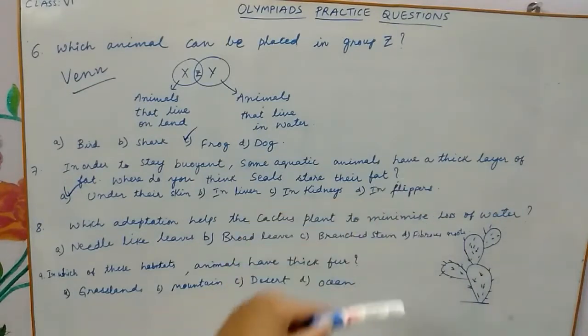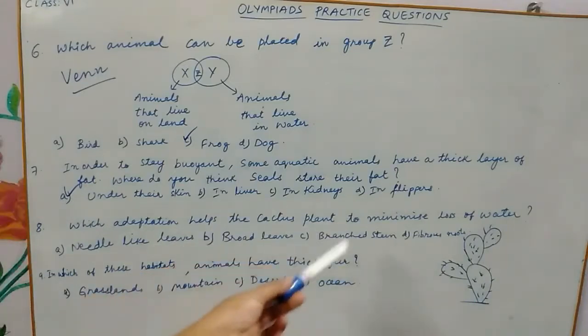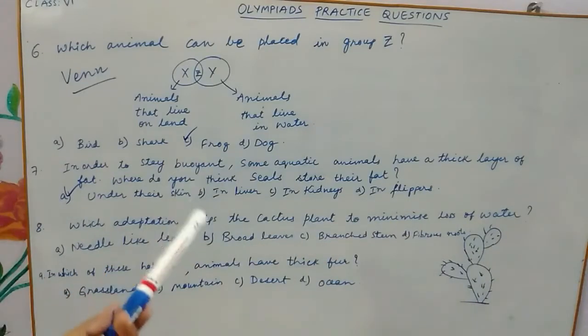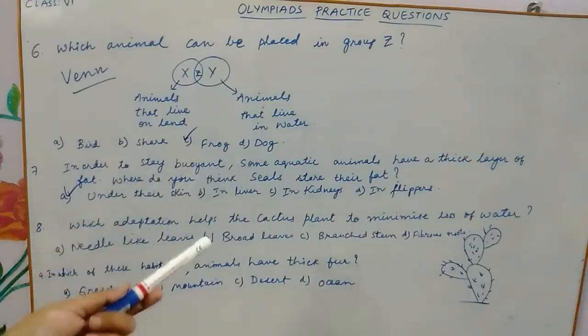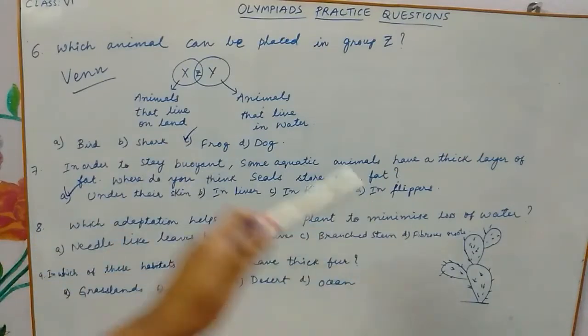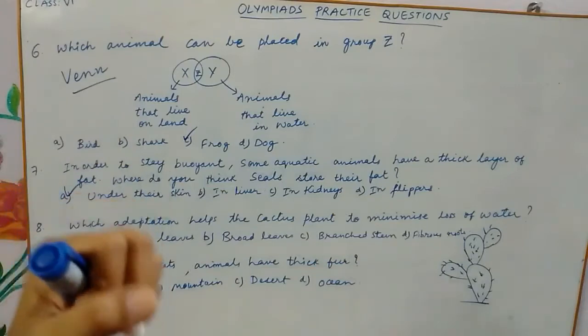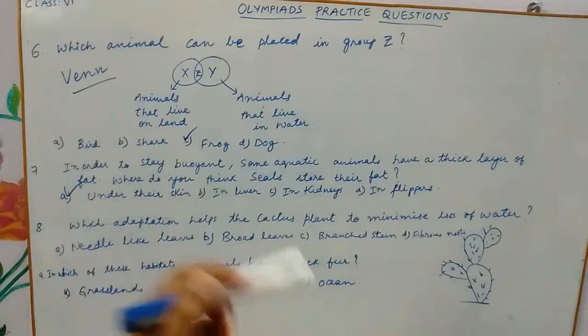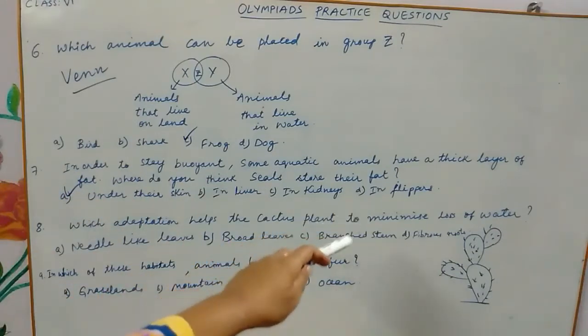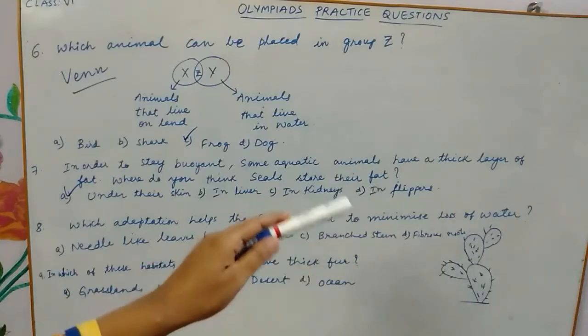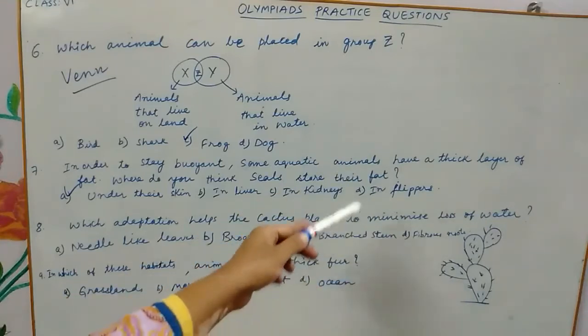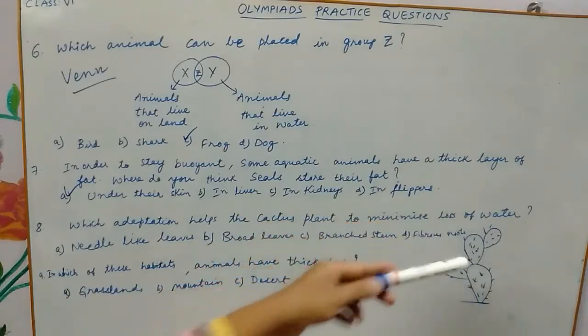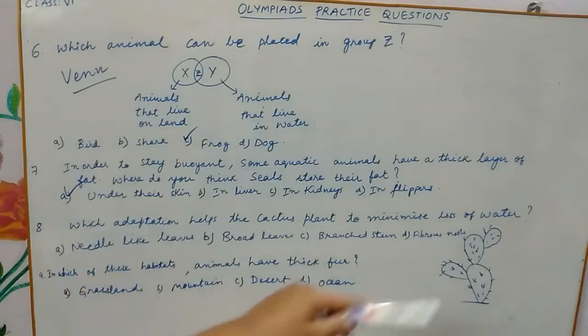So they grow in a desert habitat, and in order to minimize the loss of water, you know that in desert you don't find much water. So the plant has to conserve, store some water in it in order to survive. If it loses more water, it cannot survive. So it has to save water. To minimize the loss of water, what is the adaptation that a cactus plant does?